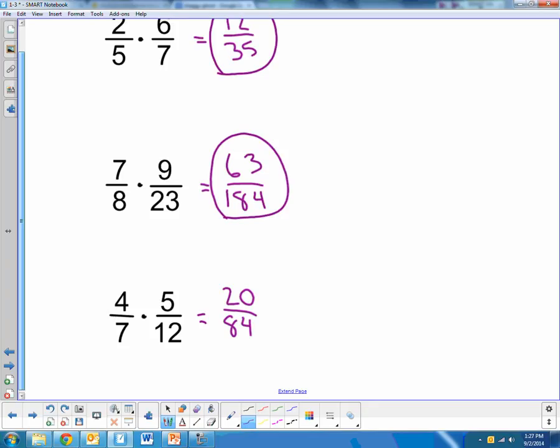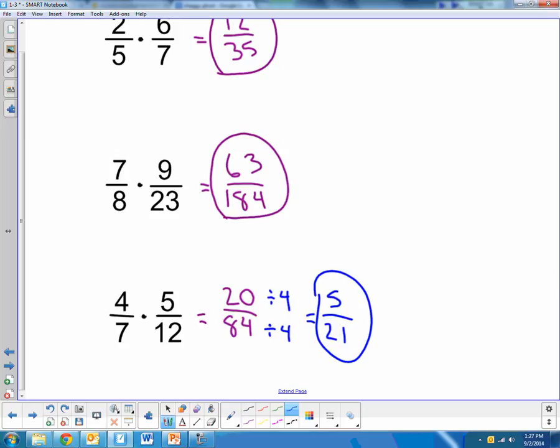We can reduce this. They are both positive numbers, 4/7 and 5/12, which means the answer is still positive. We can divide them both by 2. We can divide them both by 4. Since I can divide them both by 2, and I can divide both these numbers by 4, I'm going to choose the larger one. I'm going to choose the greatest common divisor, and I'm going to divide them both by 4. 20 divided by 4 is 5, and 84 divided by 4 is 21. And we got 5/21 as our final answer.